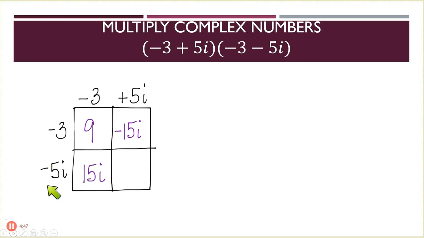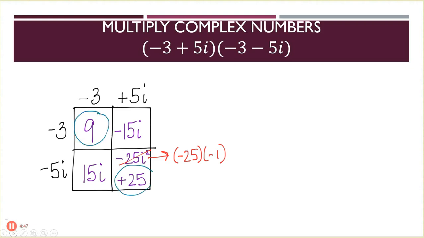And then in our last square, we have negative 5i times positive 5i, which is negative 25i squared. And that simplifies to negative 25 times negative 1, which becomes a positive 25. Let's add our real numbers together first. 9 plus 25 is 34.